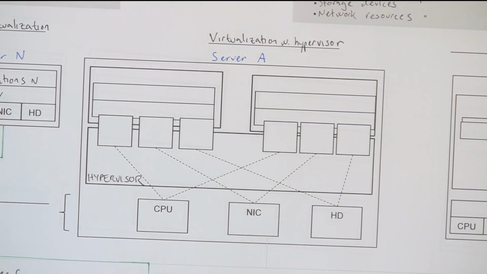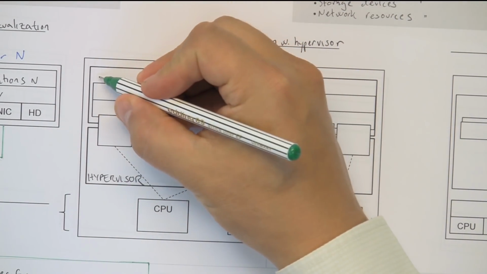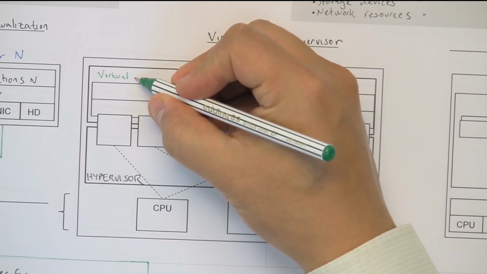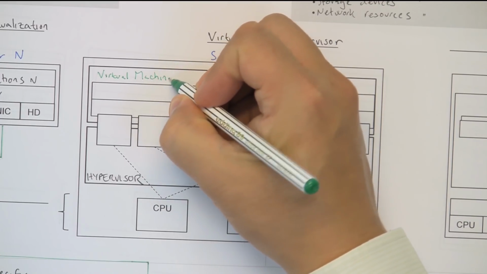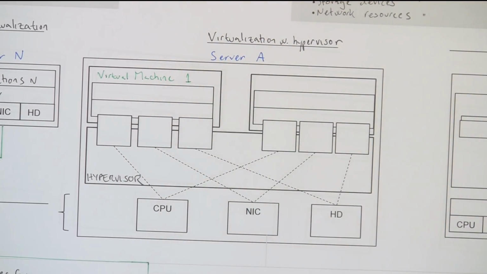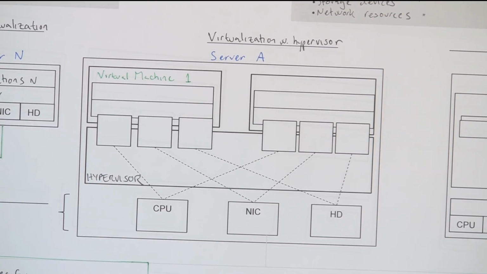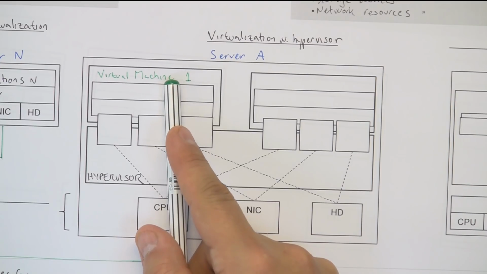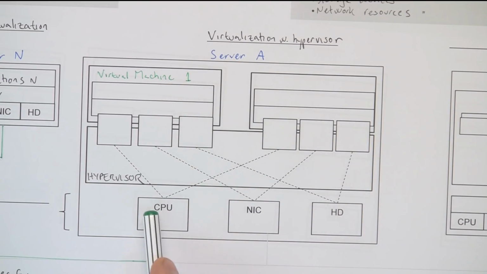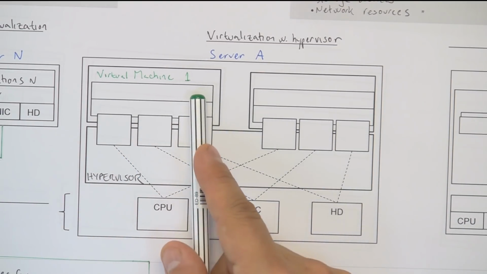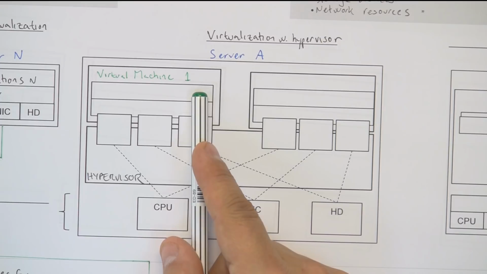So up here is virtual machine 1. So I'll put that in green. Virtual machine 1. And there's a reason why I put this in green, because I'm going to use green to map out how much of the real physical CPU, network resources and storage that the green virtual machine is allowed to use.